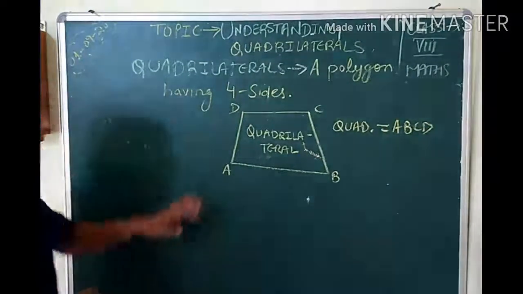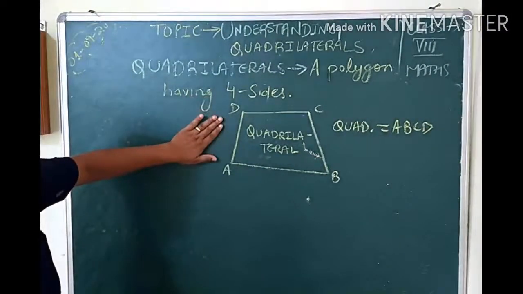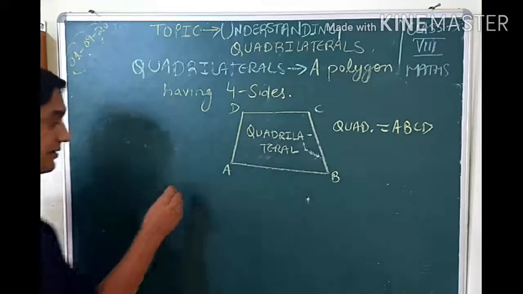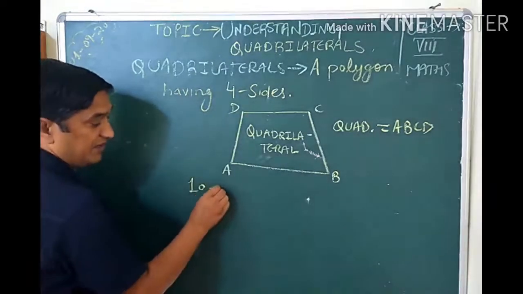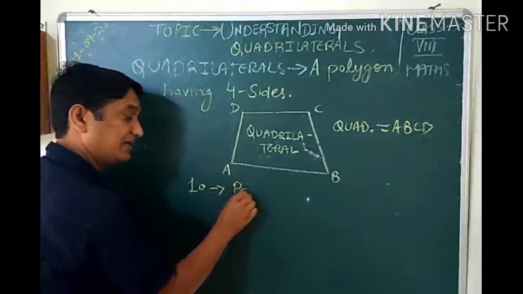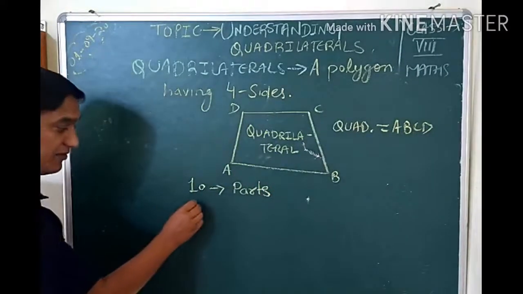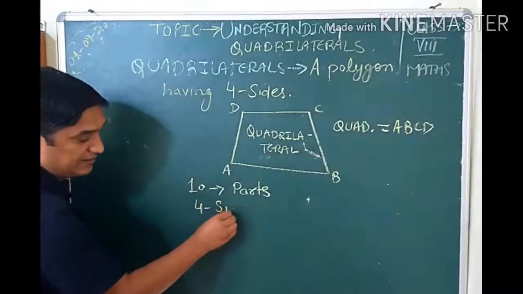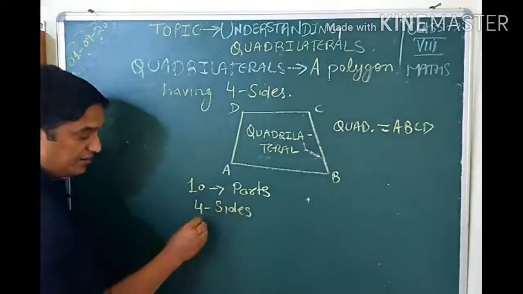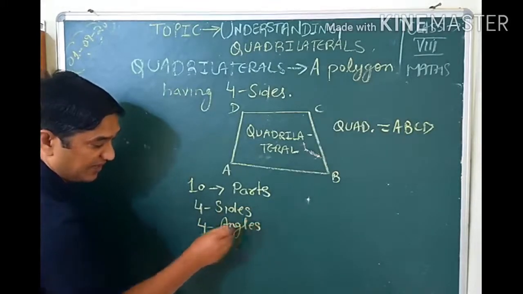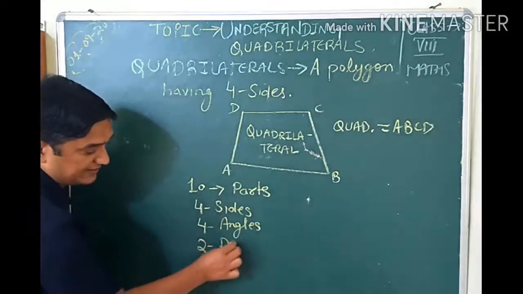Now children, after this quadrilateral, we have to discuss its parts. A quadrilateral has 10 parts. And these parts are what? 4 sides, 4 angles and 2 diagonals.